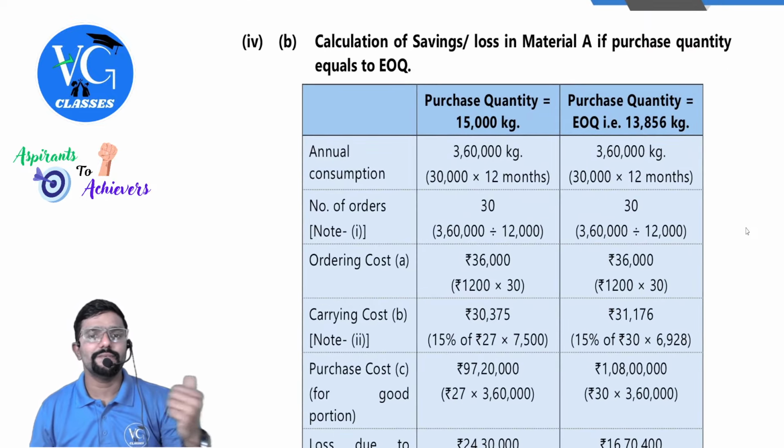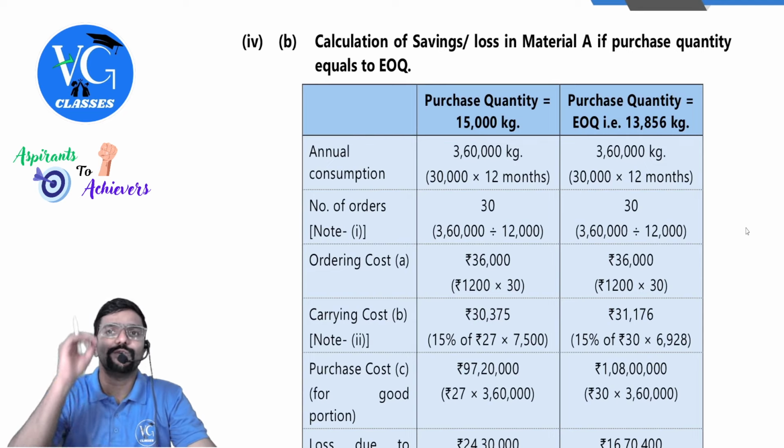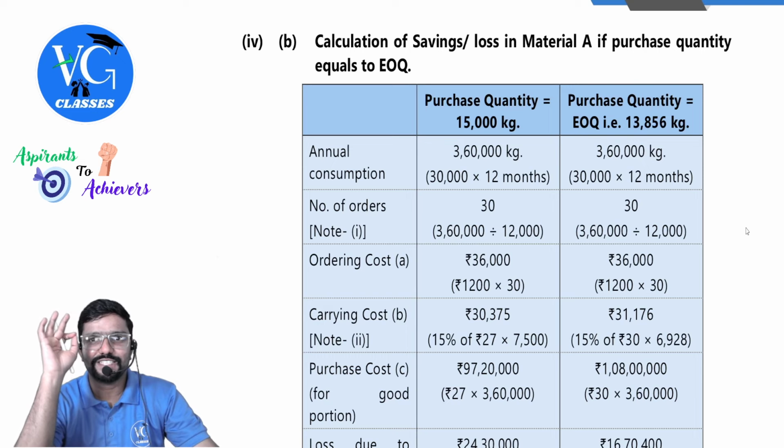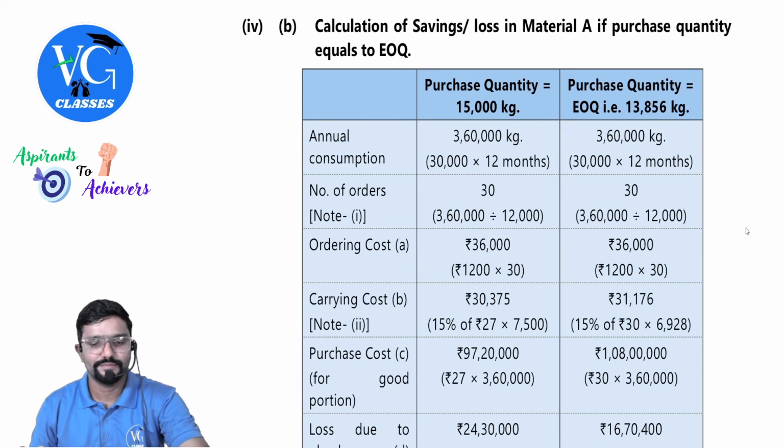Next, calculation of savings or loss in material A if purchase quantity equals EOQ. Guys, interesting calculation. Please pay attention. Look at the confusions in this question. Look at the beauty.